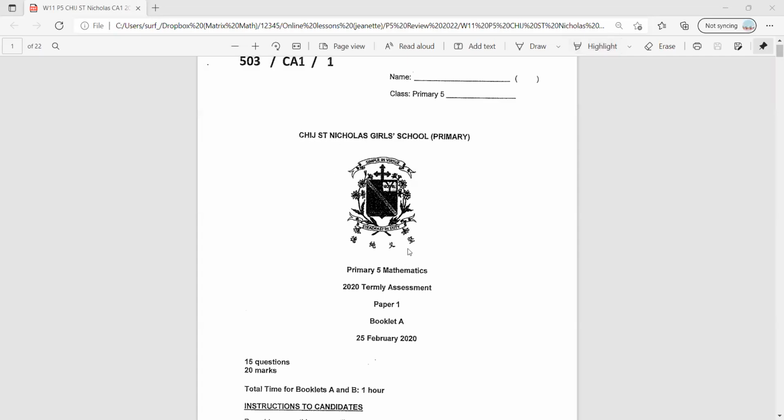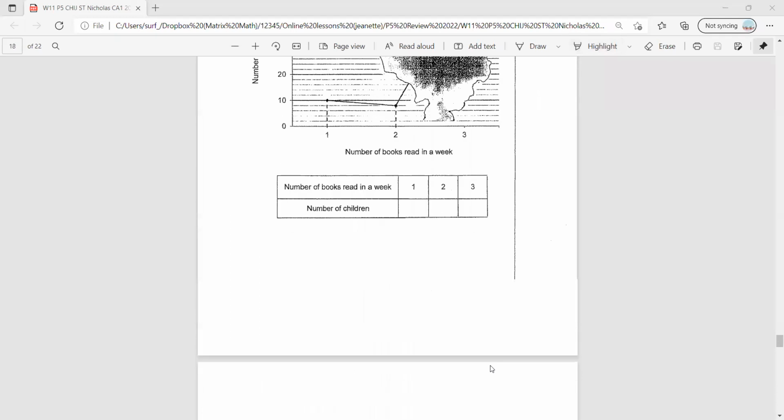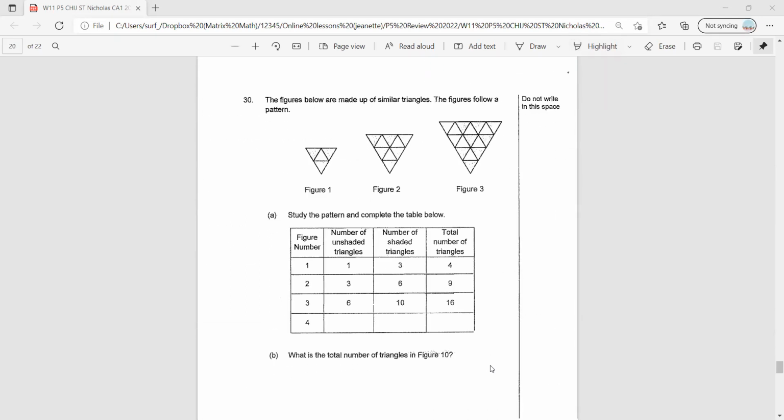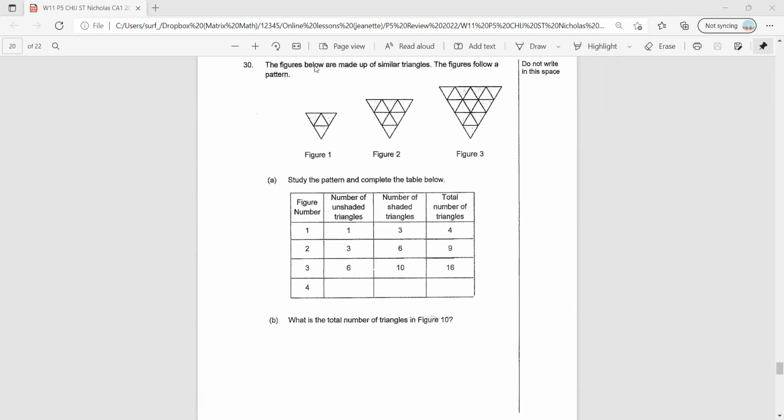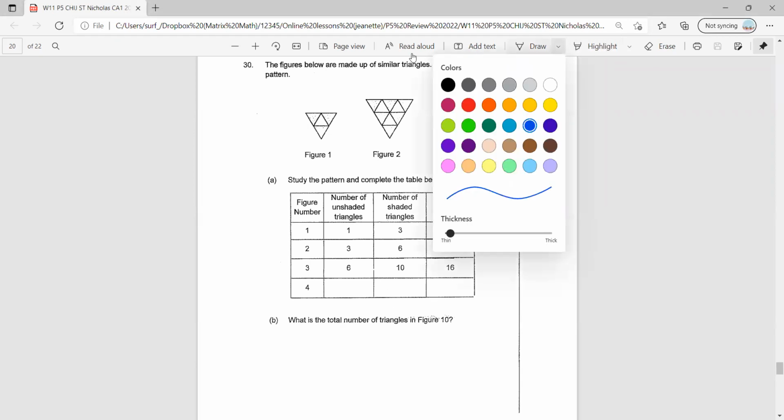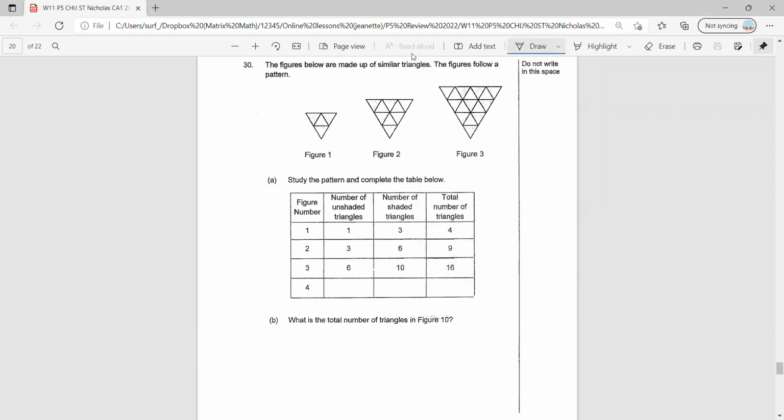Okay, CHIJ St. Nicholas 2020 terminal assessment. Let's start from the back. Question 30. Figures below are made up of similar triangles. The figures follow a pattern. A bit faint here, the shading.